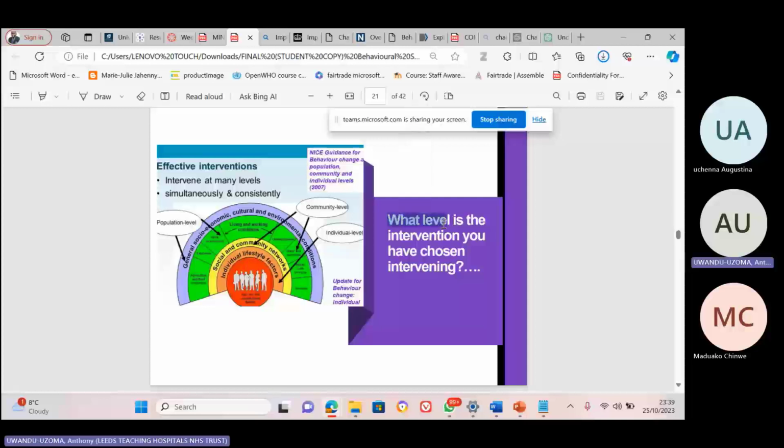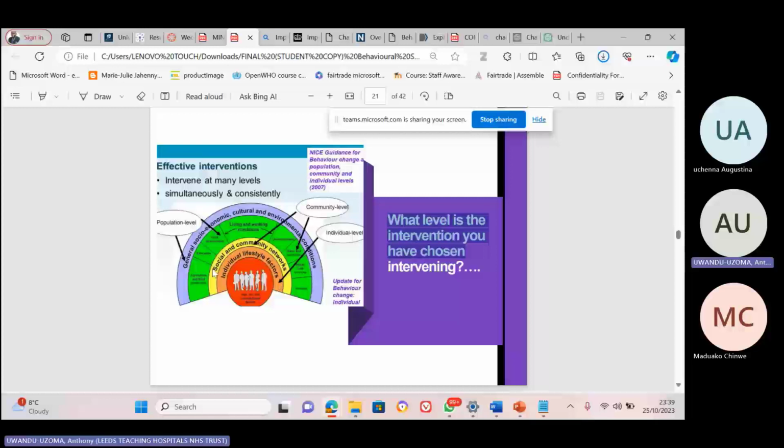So he said, what level of intervention have you chosen? So that means that there are 3 levels of intervention. The main message here is that there are 3 levels of intervention. So in the SNI, they ask you to plan an intervention. You have to choose what level you want to use. Is it individual level? At individual level, you are talking about individual lifestyle factors.